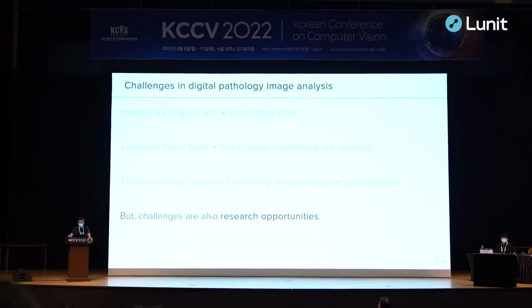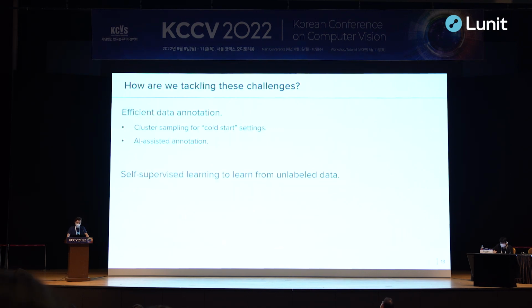Okay, so we have three large challenges. Images are large. It's impossible to annotate the whole image because we do low-level vision tasks. And there are many sources of variability, which pose challenges to generalization. On the other hand, this also gives us a lot of research opportunities. Right? So let me introduce some. And this is how we are tackling some of these challenges. These are some examples. We do more than this. We tackle these challenges by efficient data annotation and by learning from unlabeled data through self-supervised learning.